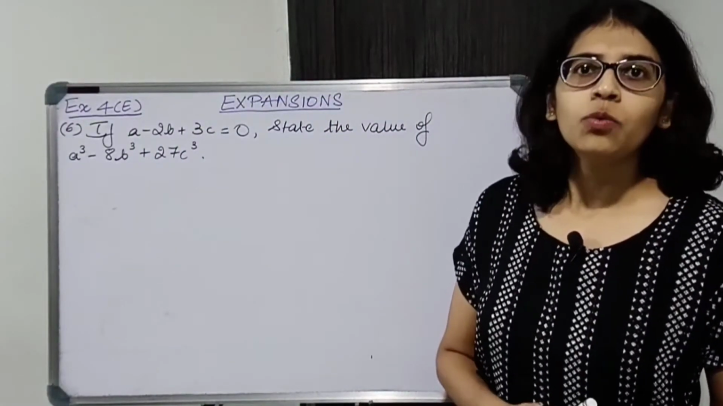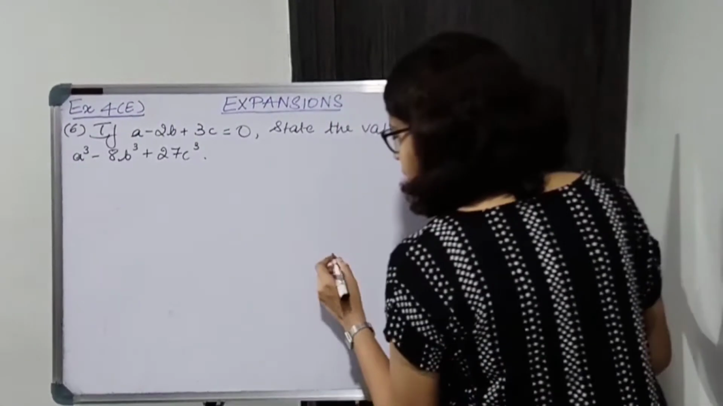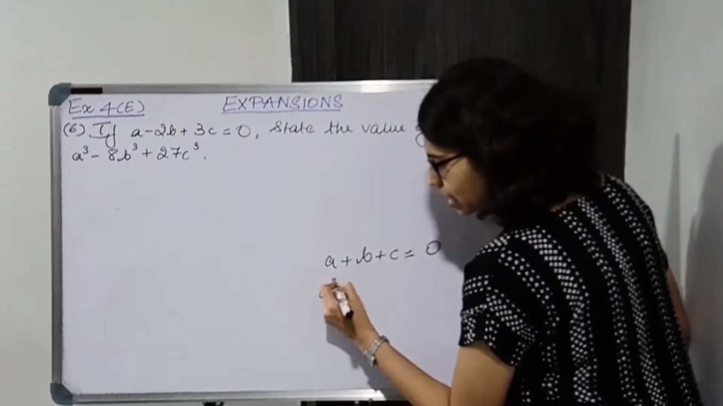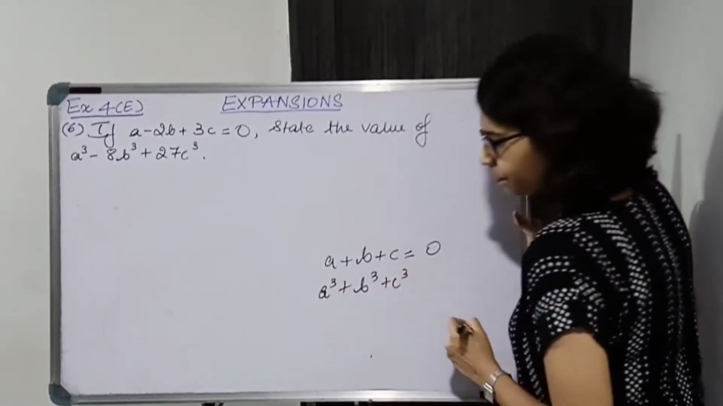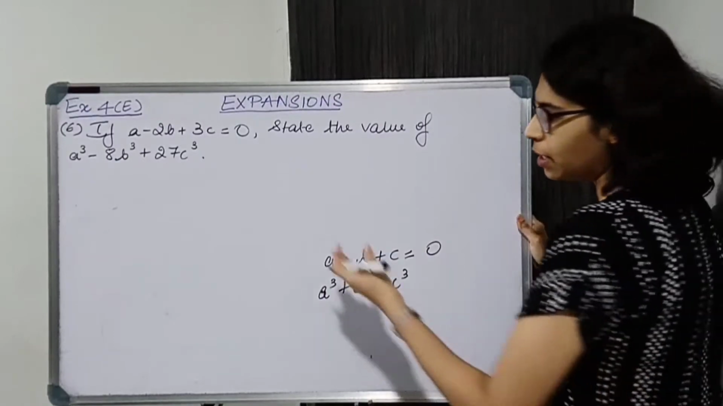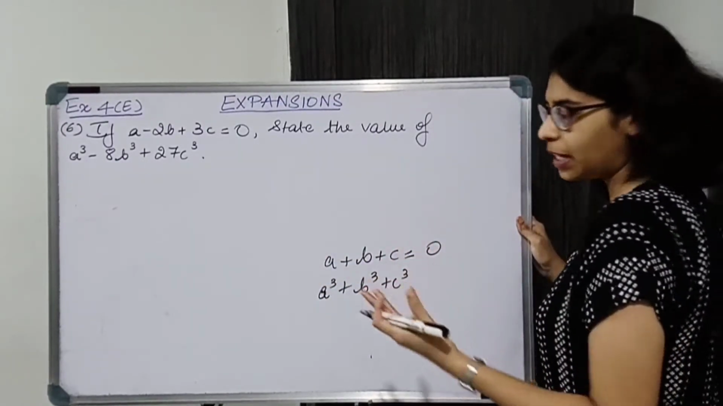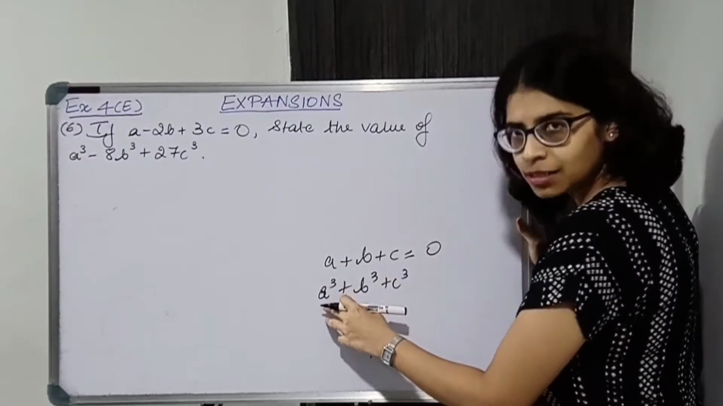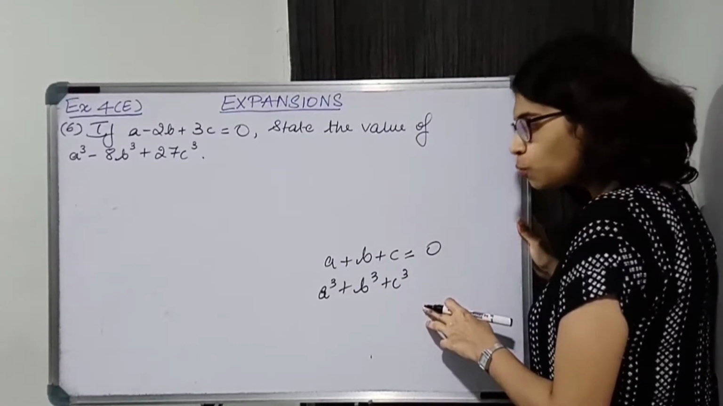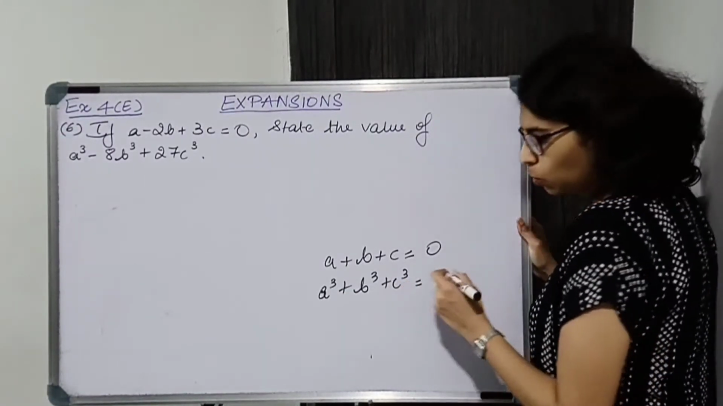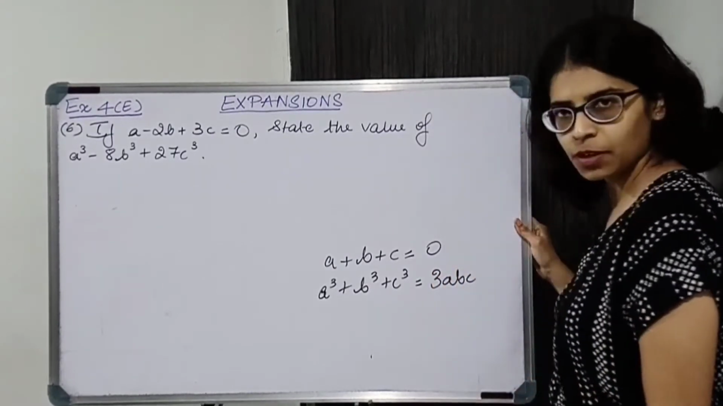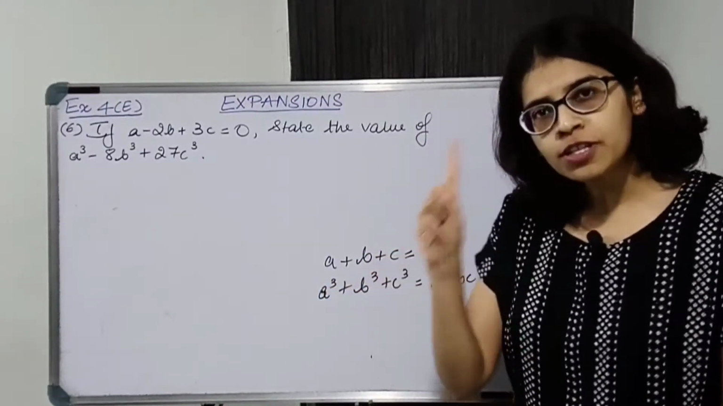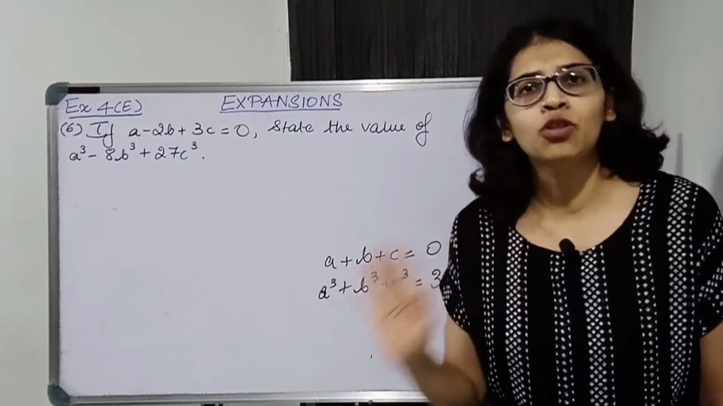Okay, now we have a property which says that if the sum of the three terms, that is a plus b plus c, is equal to 0, then the sum of their cubes, that is a cube plus b cube plus c cube, where a, b and c can be anything. Okay, 2a, 3b, 4c, anything. It can be x, y, z. So if the sum of three terms is 0, then the sum of the cubes of the three terms is equal to 3abc. Okay, that is 3 into the product of the terms. So this is the property. So in the first method we will use the property and in the second method we will not use the property.